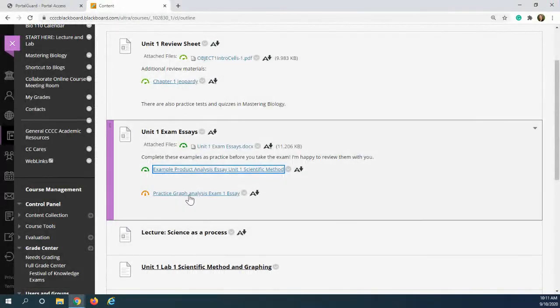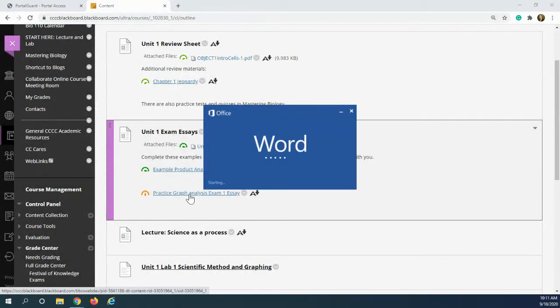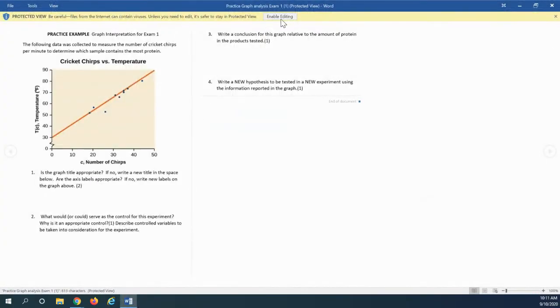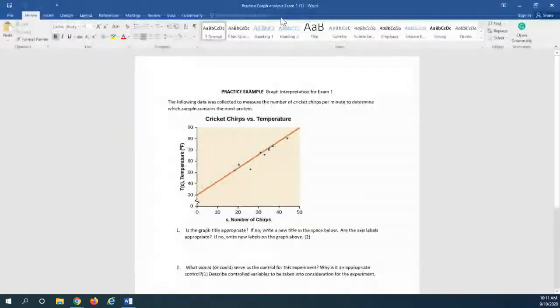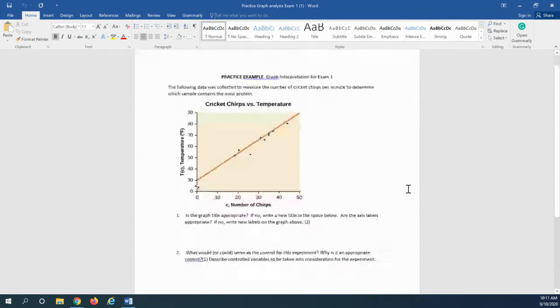And then the other one is a graph analysis. So in the lab, you made a graph and did some analysis on it. But with this one, I will give you a graph and you'll be looking for the good graphing techniques that were in the video. It won't be this one about crickets chirping, but it might be something similar. And I will ask you these questions that are listed.